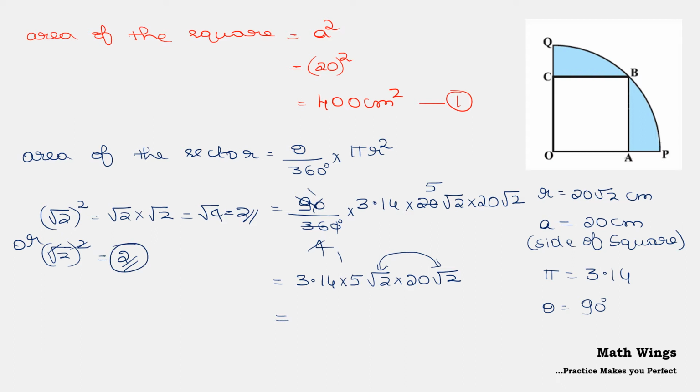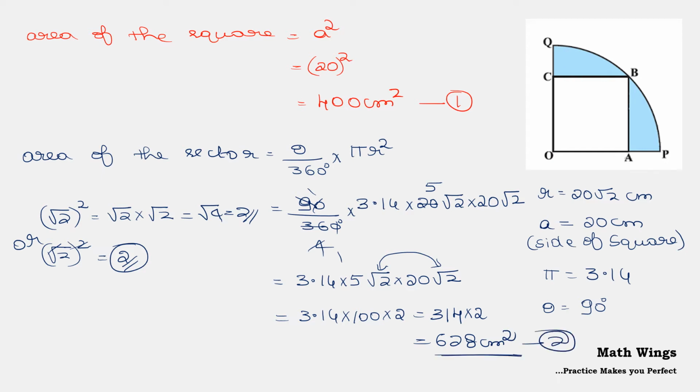Now if I simplify this further, I will get 3.14 into 5 20s are 100 into 2. So this is equal to 314 into 2, and that is equal to 628 centimeter square. Correct? This is equation 2.